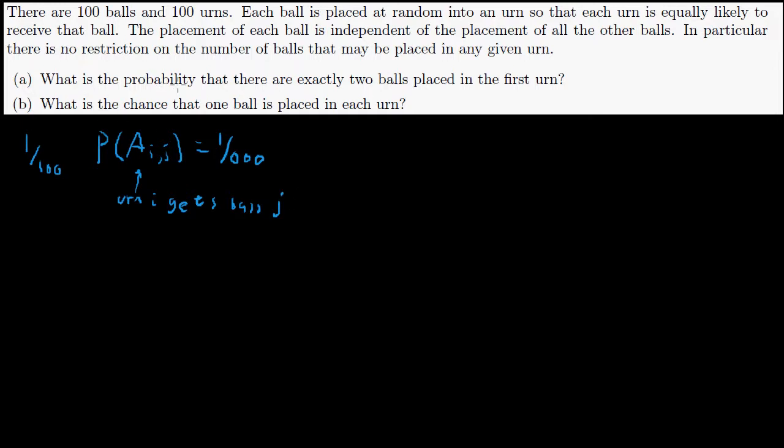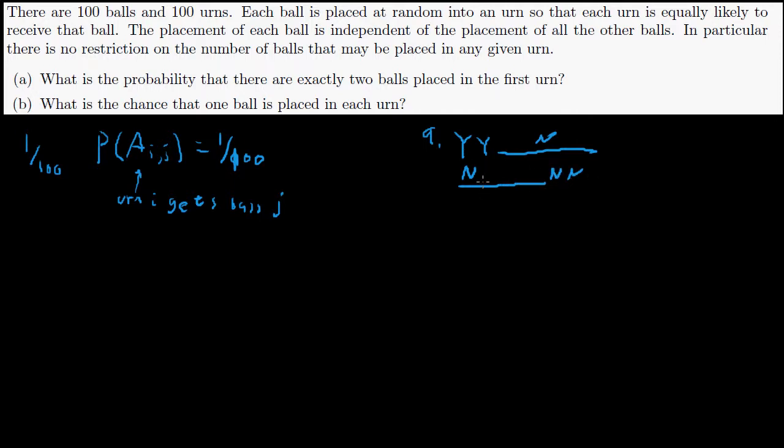So in the first one, it says, what is the probability that there are exactly 2 balls placed in the first urn? Well, we need to think about what our events are here. Our events are, for each ball, it either goes in the first urn or it doesn't. Actually, we're not looking at events here. So let's just look at the sequences. We could get a yes, where it goes in the first urn, and then all no's. We could get all no's, and then 2 yeses, right?